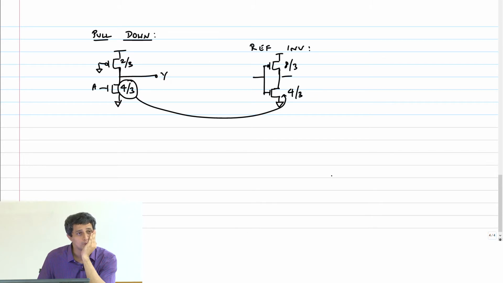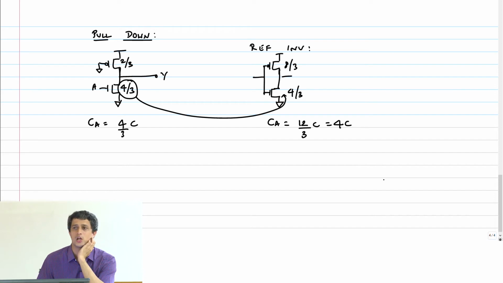Yeah? So, CA here is 4/3 times C. What about CA here? It is 12/3 times C, that is equal to 4C. So, is the logical effort 1/3? Again, go back to how we constructed the unit inverter. Question is not whether the resistance is equal. How much current is available to the load capacitor for discharge is what matters.